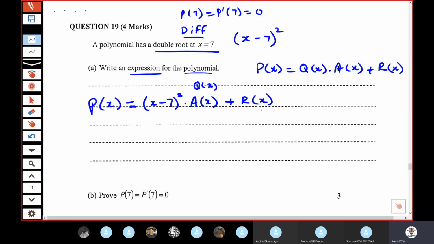If you didn't write r of x, if you wrote ax plus b, if you chose ax plus b because you know that it's going to be 1 power less, then you have, again, assumed that it's only a double root. But you don't know because you don't know what else it's being multiplied by. That's why we're going to write r of x. So does that make sense?